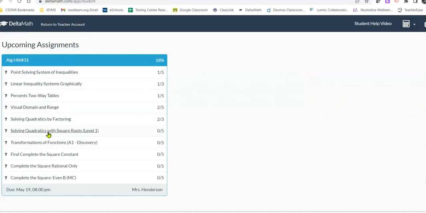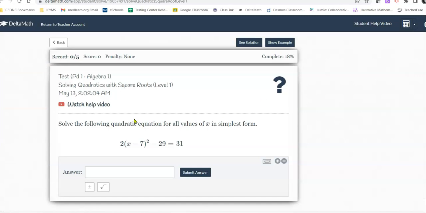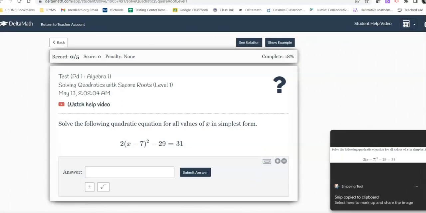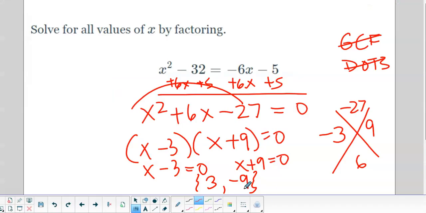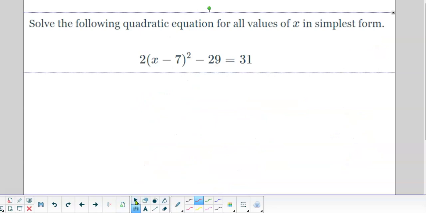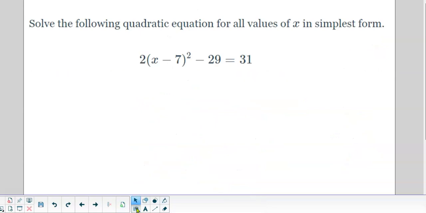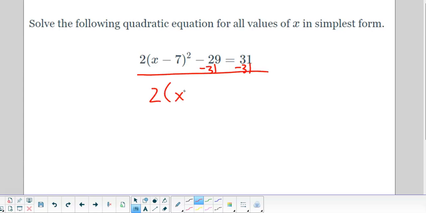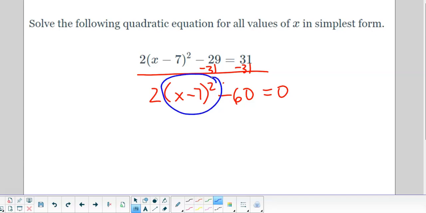Alright, next topic, solving quadratics with square roots. So let me take a quick screenshot of this and show you what we're talking about here. Once we manipulate this by subtracting 31 from both sides, we're going to get this. And what we want to do is start solving this, but try and keep this intact. Don't FOIL it out, don't distribute. I want to keep it intact because I know that I can square root that eventually.